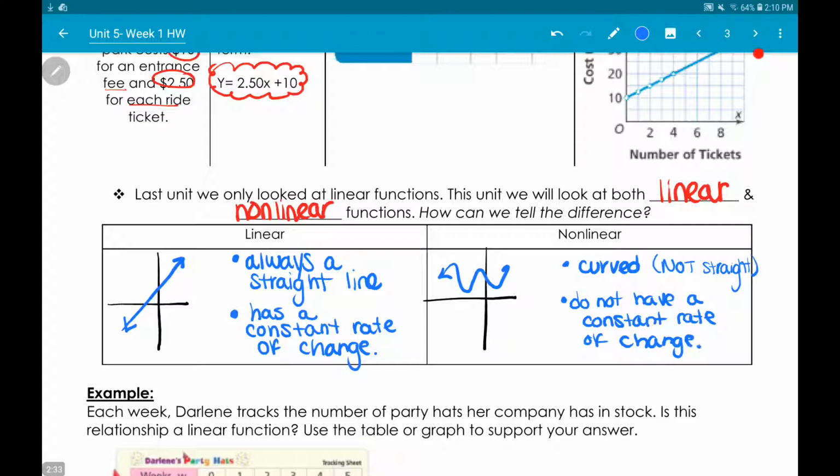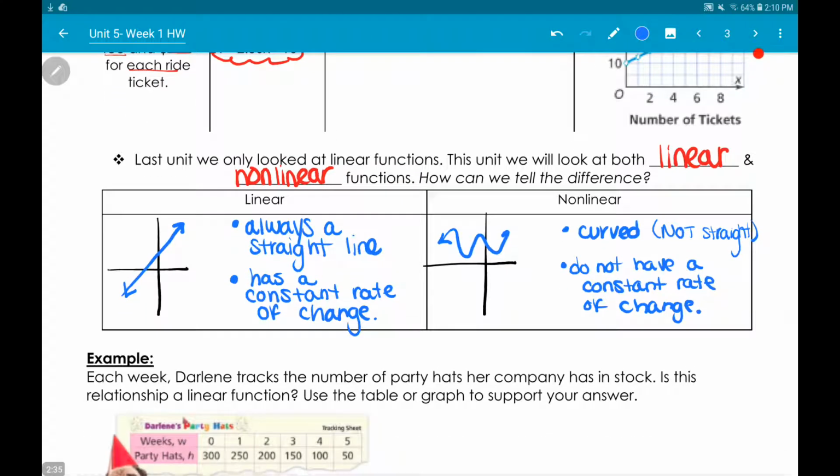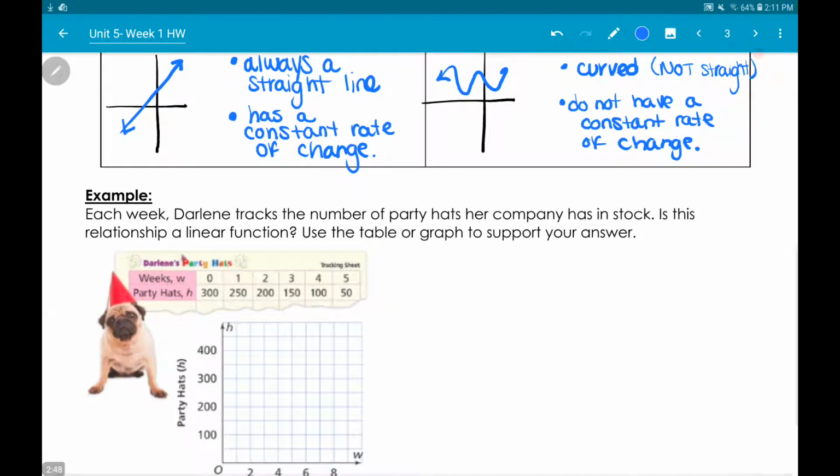When we are doing these problems, we first want to ask ourselves, one, is it a function or not? And if it is a function, then we're going to identify if it's linear or nonlinear. If it's not a function, then it can't be linear or nonlinear because those are only functions. So that's got to be the first step.